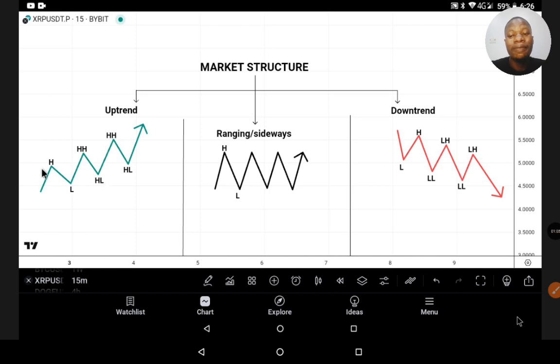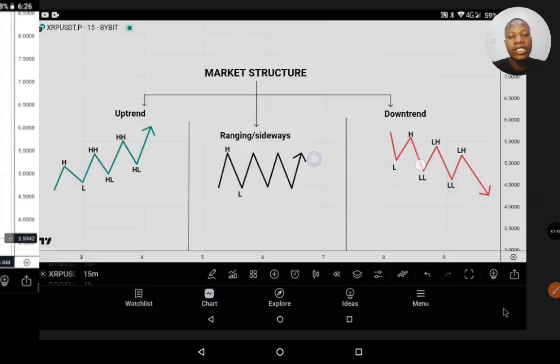The uptrend is when the market is giving us a new high, a higher high. When the market is giving us a higher high, that's when we start to have an uptrend market. But in a situation where you see a low and you see a lower low, the market is creating a lower low, that's what we call the downtrend market. While the ranging market is when the market is moving sideways. It's not giving us a new high, neither is it giving us a new low. Rather, it's ranging between the high and low it has created.